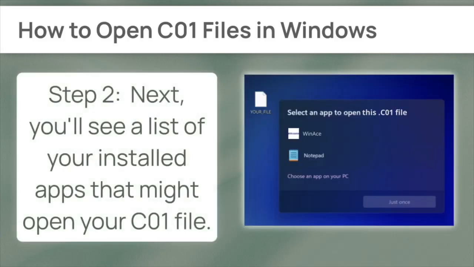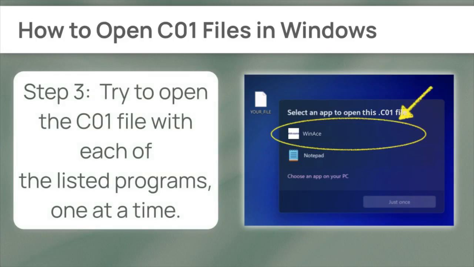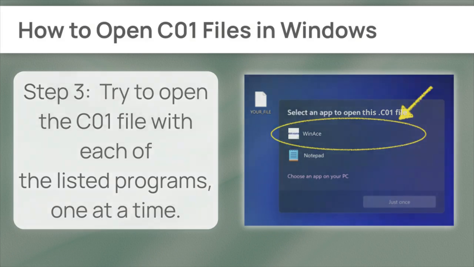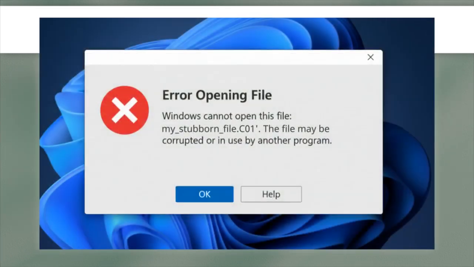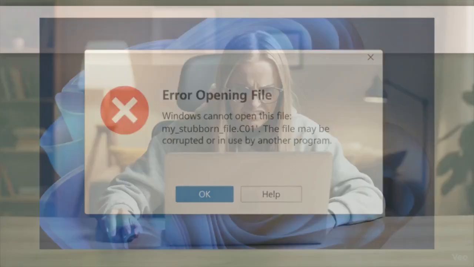Right-click your C01 file and choose Open With. Test with WinAce first. If it's missing, select another program. It's often a simple software switch. If the C01 file still will not open, there is no need to stress. The easy part is over.